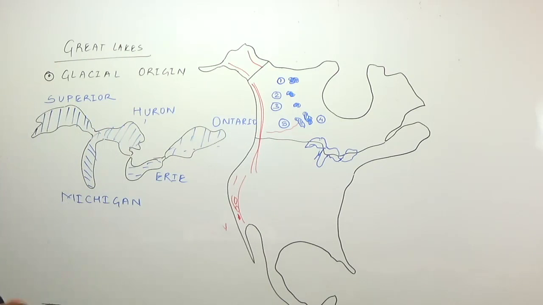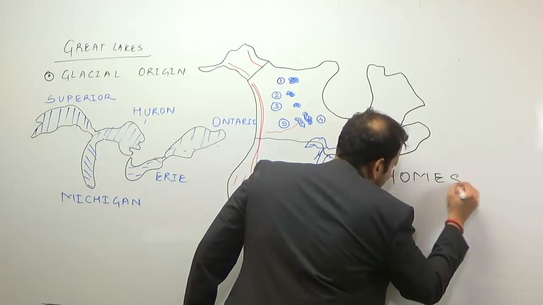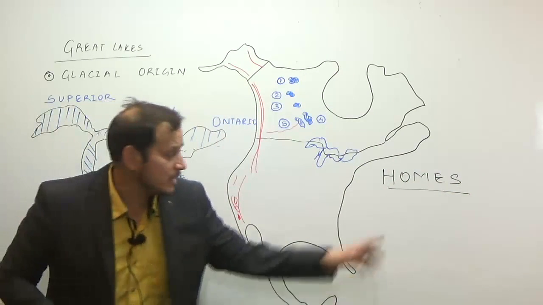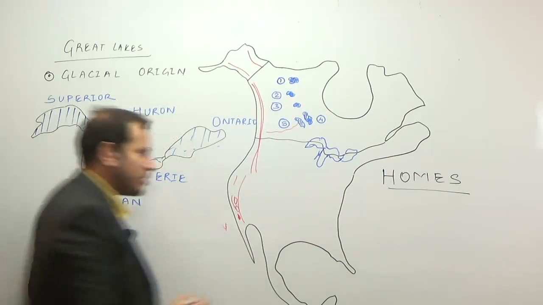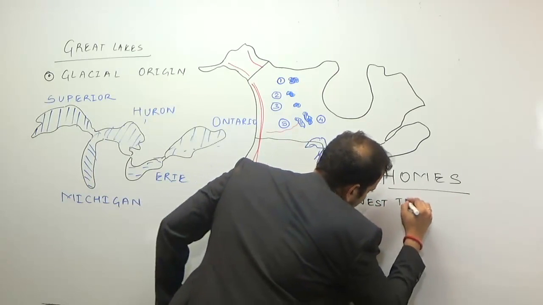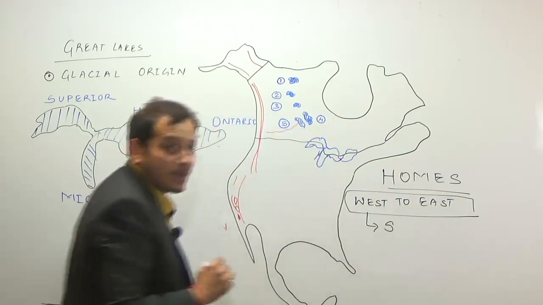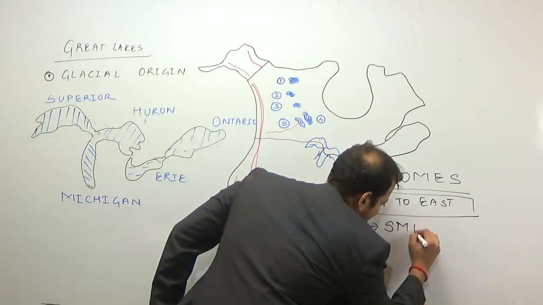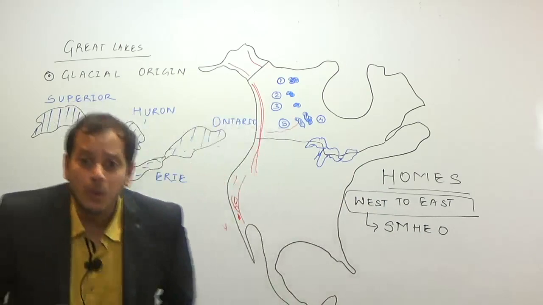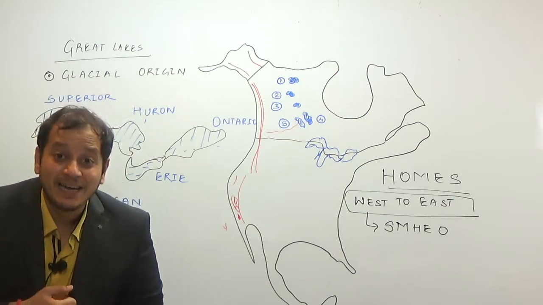Now, how to remember this? These lakes are in the form of HOMES. H-O-M-E-S is the shortcut to remember the lakes. But this is not the order. If I ask you the order from west to east, it is S, Superior. After Superior, Michigan. S-M-H-E-O, from west to east. Superior, Michigan, Huron, Erie, and Ontario.